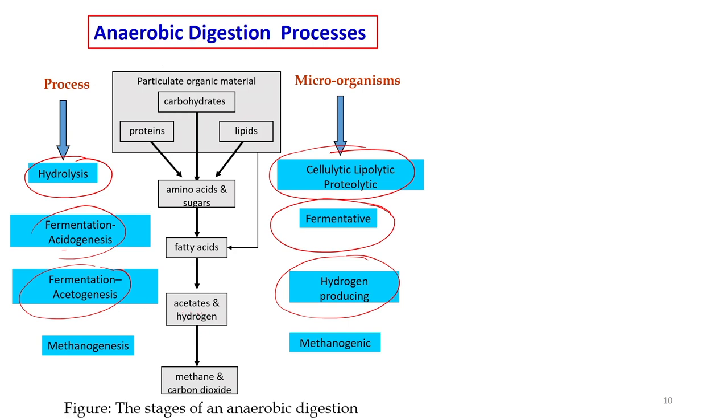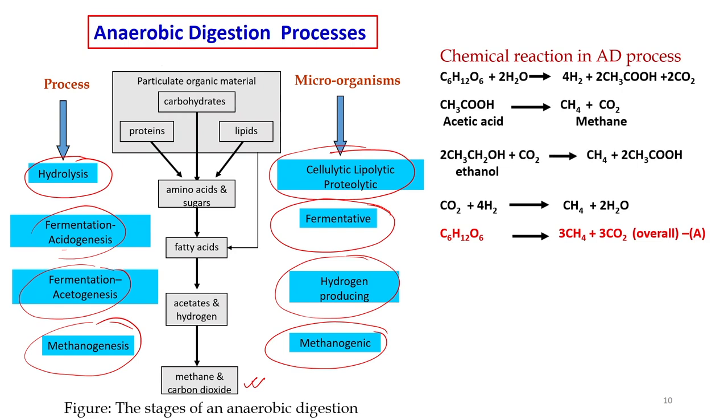And finally, this acetate and hydrogen are converted to methane and carbon dioxide with the help of methanogenic microorganisms, and the process involved is known as methanogenesis. And these are the steps of anaerobic digestion. So finally, what we are concerned about is the amount of methane and carbon dioxide generated in the anaerobic digester. Now let us pay attention to the chemical reactions, how it is happening inside the anaerobic digester.